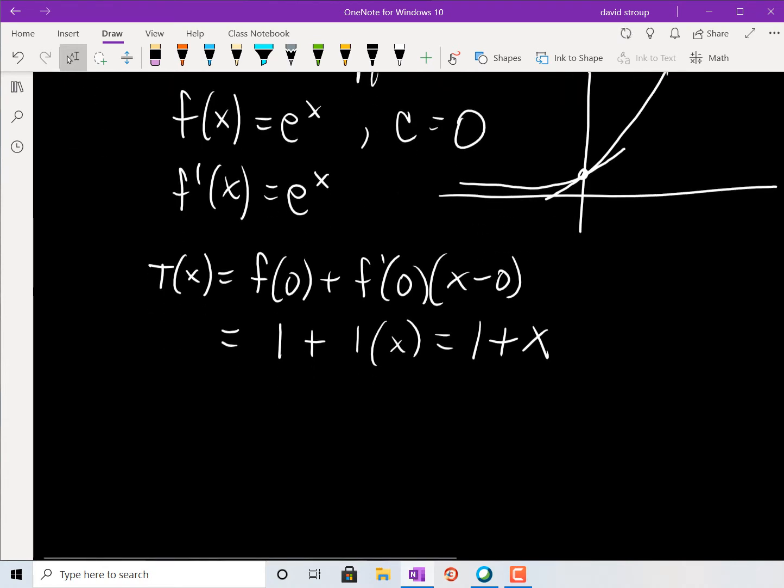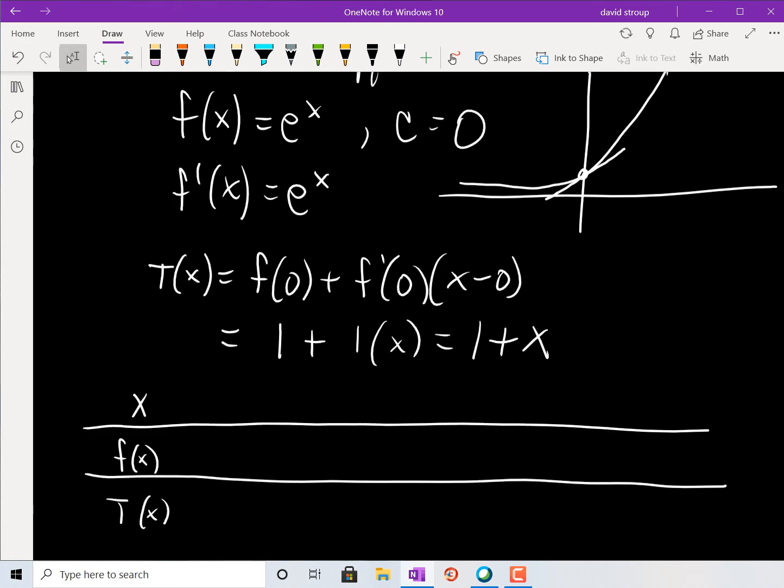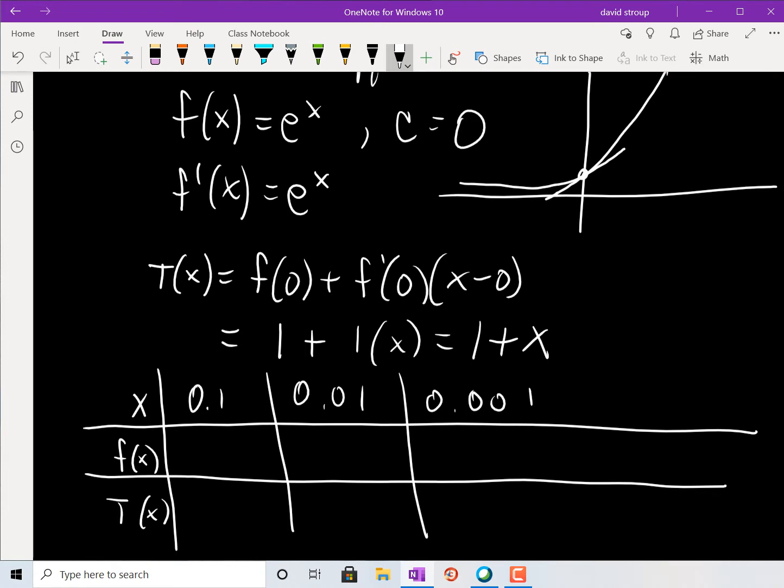Now, we want to compare the values of f of x and t of x around 0. Okay, so we'll have f of x and t of x, and we'll make a chart. So, I don't know, 0.1, and then we'll get closer to 0, 0.01, 0.001. We'll just do 3 values.